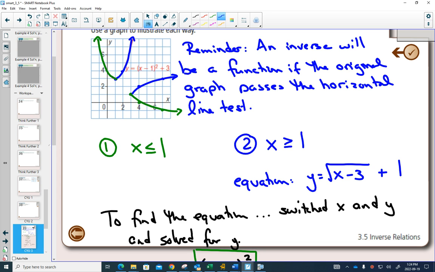If I think about the green one, it got flipped vertically first. How do you have a flip vertical? A negative outside, then move 3 to the right and 1 up. It's all good.